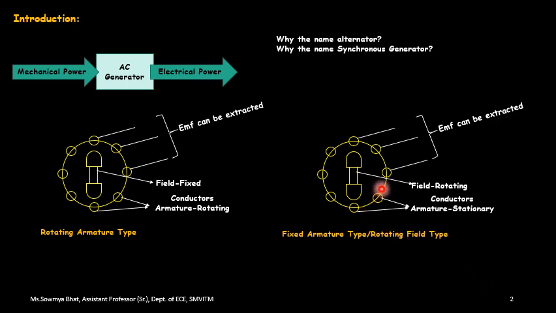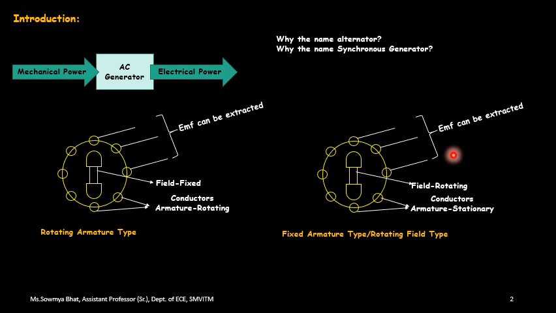Apart from that, you can use it for a higher application, that is, high power output application. Then what may be the advantage? The drawback I have already told. What may be the advantage of a rotating or revolving field type of alternator over the rotating armature type of alternator? As I have already explained, this can be used in order to produce a high voltage or high power capacity type of machine.